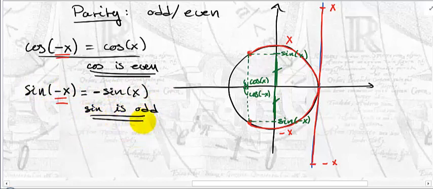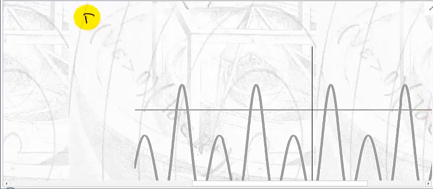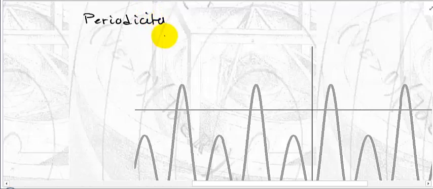All right. Now, for the next property, we need to look at a new definition that we haven't seen so far. And this definition is a definition of periodicity. So let's try to understand what a periodic function is. I have a graph right here to show you what it is. We're going to be looking at periodic functions.